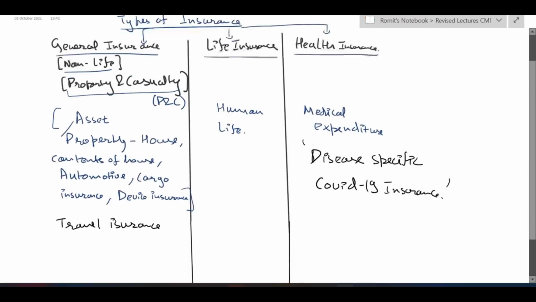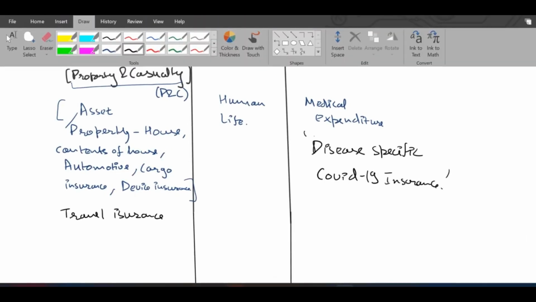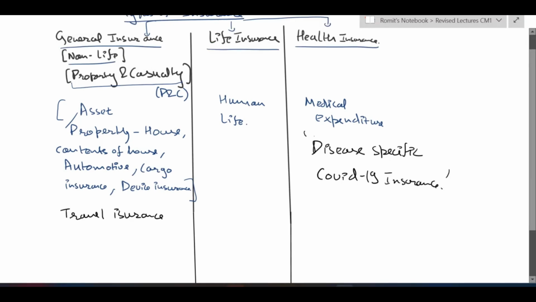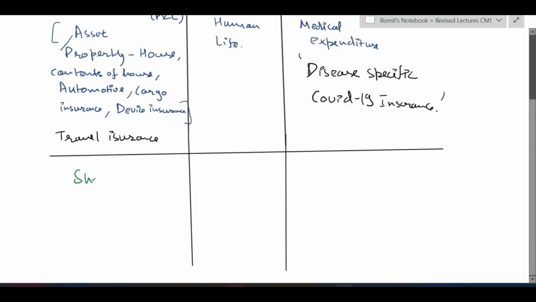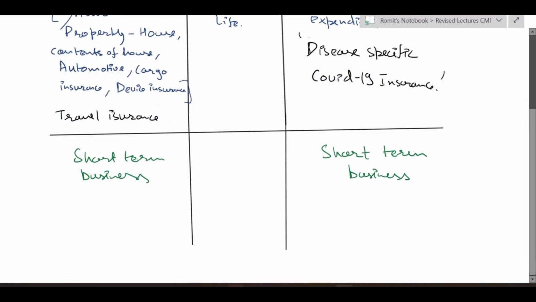So now let's talk about the nature of these contracts. How do these contracts differ in terms of their nature from an insurance company's point of view? They're actually very different. So let's talk about the duration of these contracts. Typically, general insurance and health insurance contracts are called short term contracts or short term business. Okay, so this is also short term. And while the duration might vary, typically the duration of the contract is 1 year.